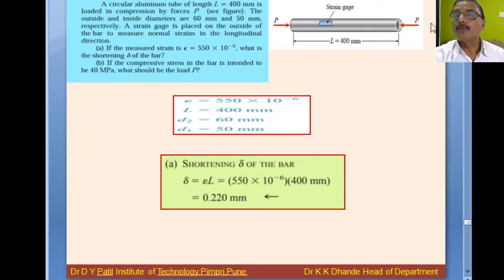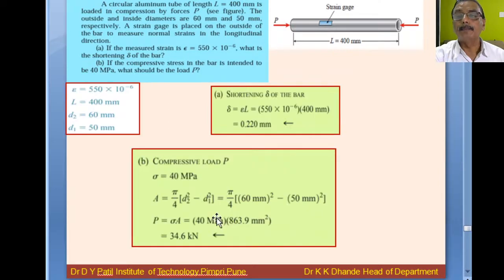Now compressive force is acting on it. So shortening of the bar is delta L equal to epsilon into L, again the basic equation, strain is equal to delta L upon L. Here I have taken that equation directly. The strain is given to you, 550 into 10 raised to minus 6, and the length of the bar is 400 mm. So delta L, the change in length, is equal to 0.220 mm.